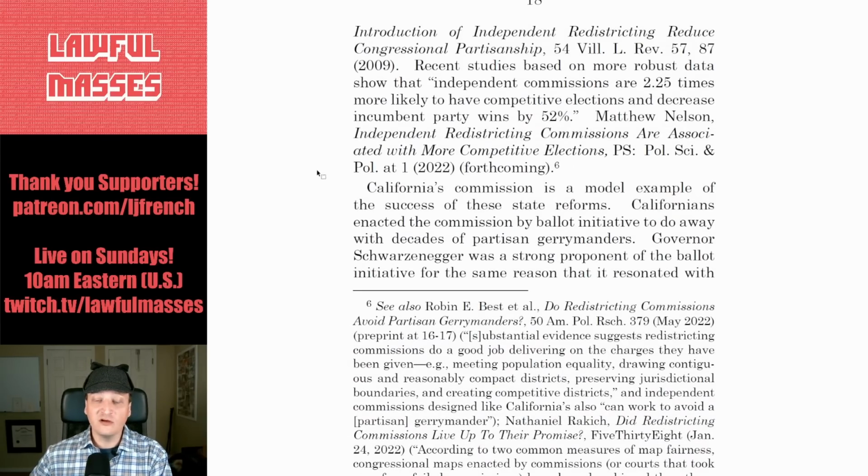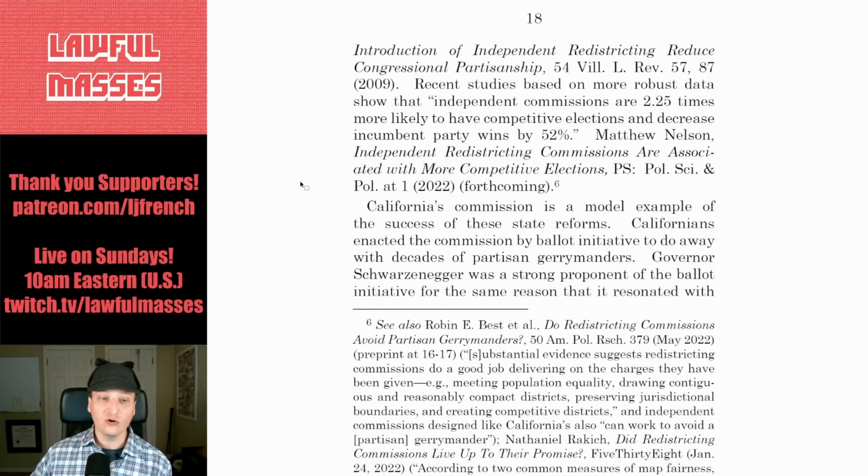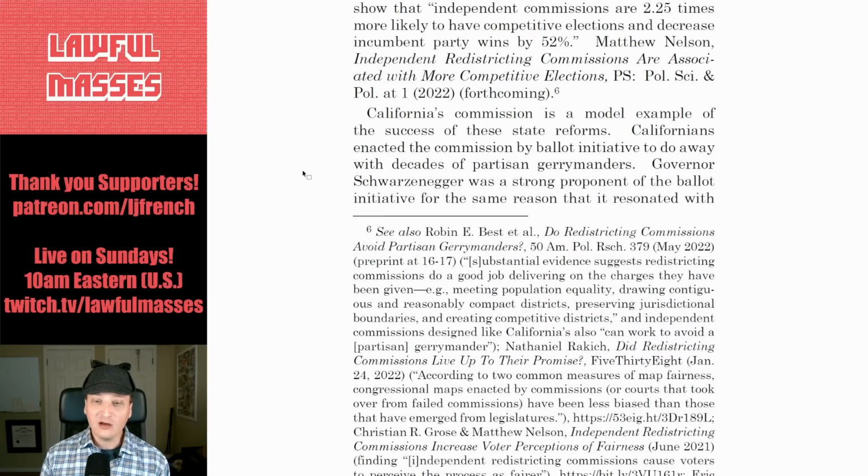Recent studies based on more robust data show that independent commissions are 2.25 times more likely to have competitive elections and decrease incumbent party wins by 52%. California's commission is a model example of the success of these state reforms. Californians enacted the commission by ballot initiative to do away with decades of partisan gerrymanders.